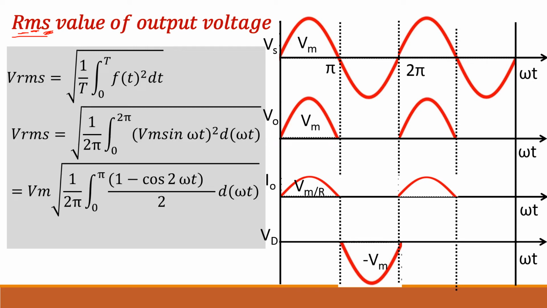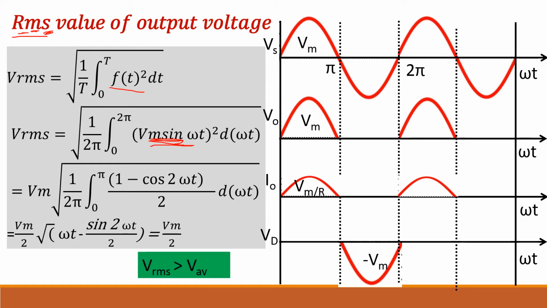So you apply the same thing. f of t is V naught. So V naught is nothing but Vm sin omega t, the whole square into dt. So when you have a sine square term, you cannot integrate as such. So sine square can be replaced by 1 minus cos 2 omega t by 2. And you solve it, you will get Vm by 2. So this is the RMS value. And you can find that VRMS will be always greater than V average.